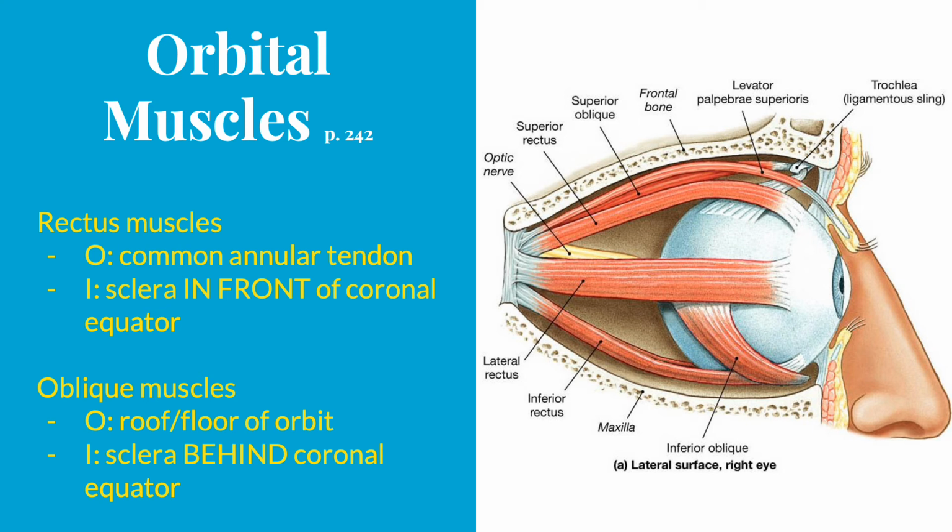Straightforward. Oblique muscles, on the other hand, originate from the roof or the floor of the orbit, and then they go through their little pulley system, their trochlea, and they insert in the sclera behind the coronal equator. So this is why their actions are really quite odd.